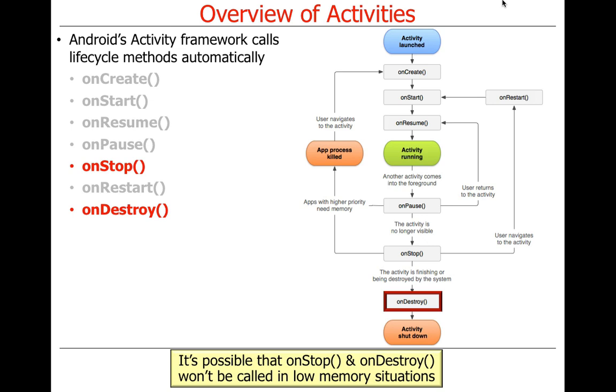Robbie? Is there any other way to detect if you're being killed in a low memory situation? Not easily, no. There is a way to distinguish why you're being destroyed. You can either be destroyed because you decided to shut yourself down voluntarily, or because the system decided to shut you down. If you decide to shut yourself down, then the isFinishing method will be true if you call that.